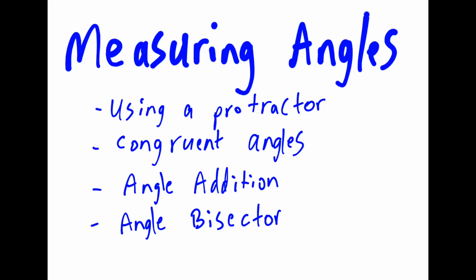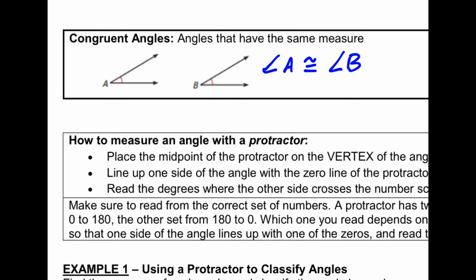This video will cover measuring angles using a protractor when two angles are labeled as congruent, when we are adding together two parts of an angle, and when there's an angle bisector. Similar to segments where the two segments were congruent and the lengths were equal, with angles we use the equal sign with the squiggly above it to say that angle A is congruent to angle B, but the measure of angle A is going to be equal to the measure of angle B.